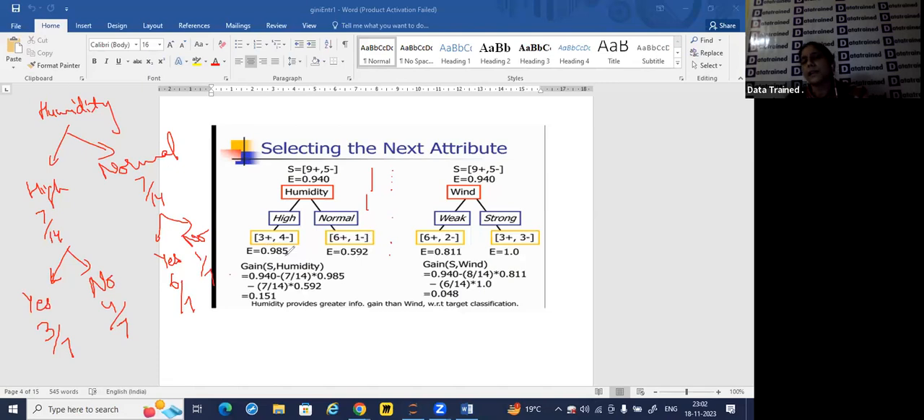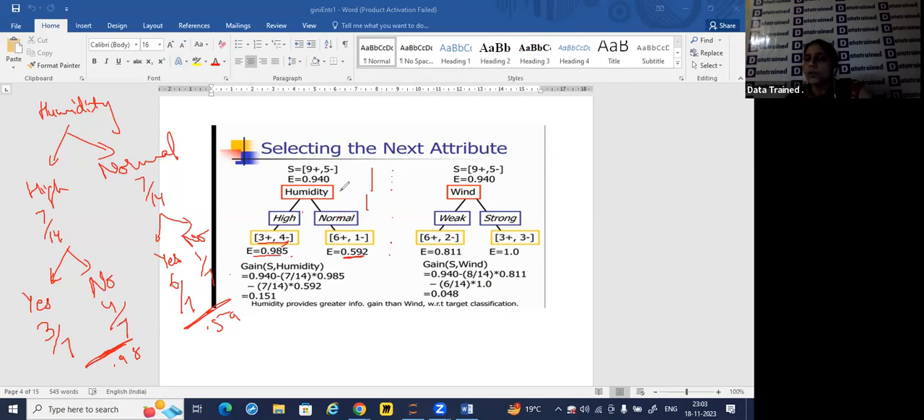Now one has to find the entropy for high. One goes according to the formula of entropy. These values will be adjusted there, and the entropy calculated is 0.98. It means 98% entropy is there in high. In the normal case, 0.59 is the entropy after calculating. So for high, 0.98, and for normal, 0.59 is the entropy.